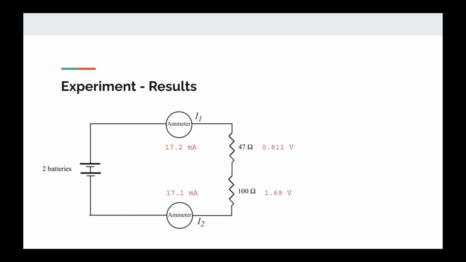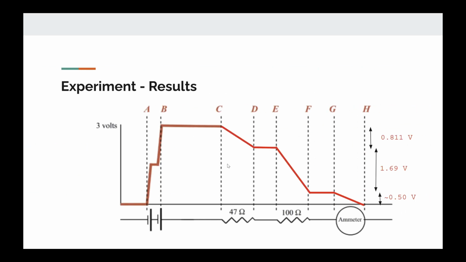With the two batteries connected to ammeters, switched to ammeter mode, and a 4.7 ohm and 100 ohm resistor connected as such, the current measured in the first ammeter is 17.2 milliamps. The voltage drop in the first resistor is 0.811 volts, second resistor 1.69 volts, and the last ammeter 17.1 milliamps, showing that current tends to stay the same, but voltage drops depending on resistance.